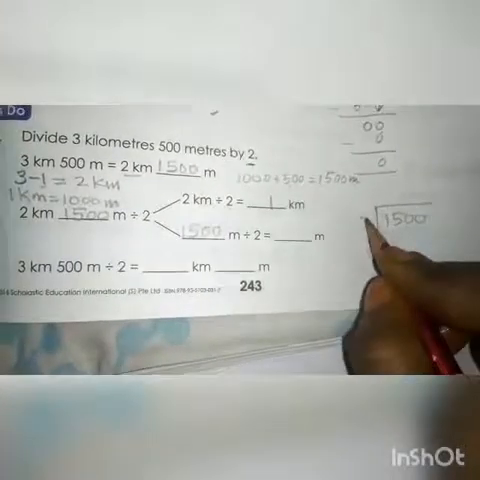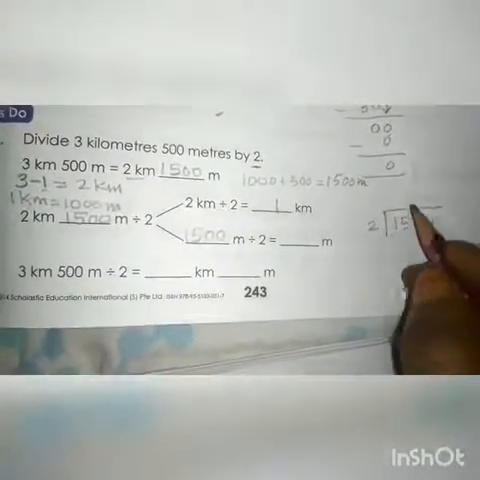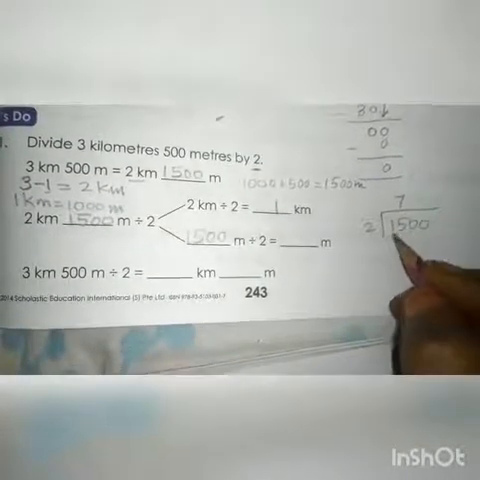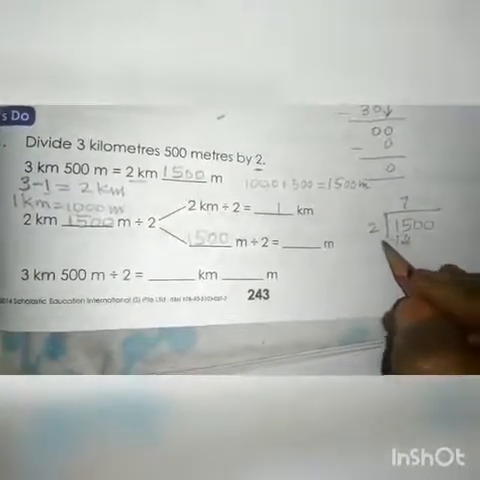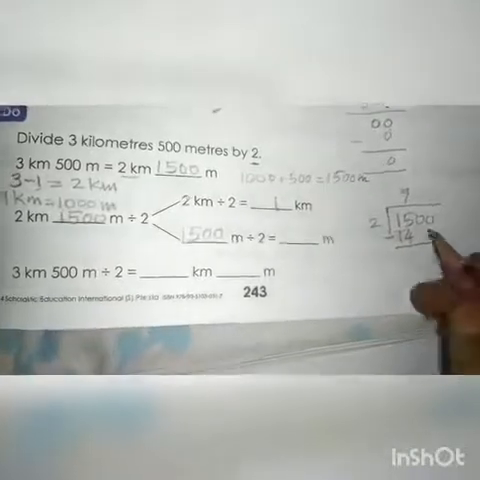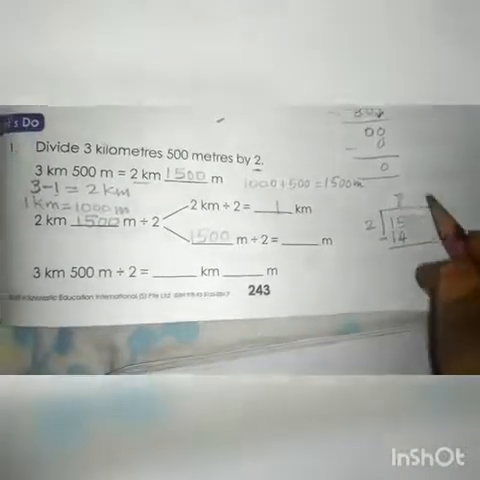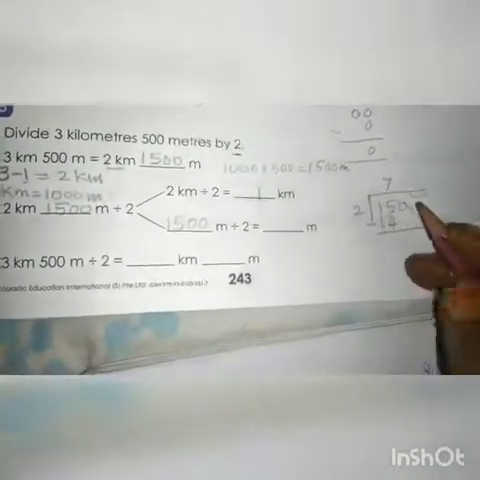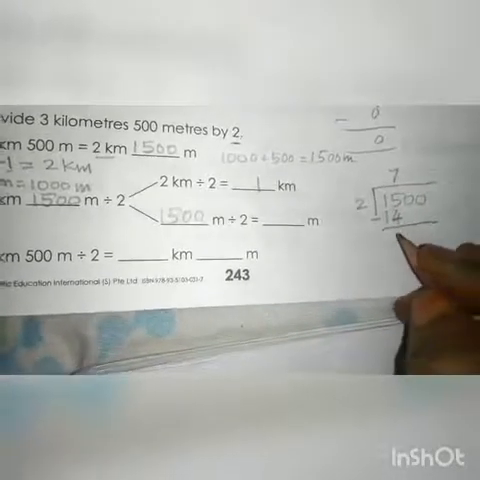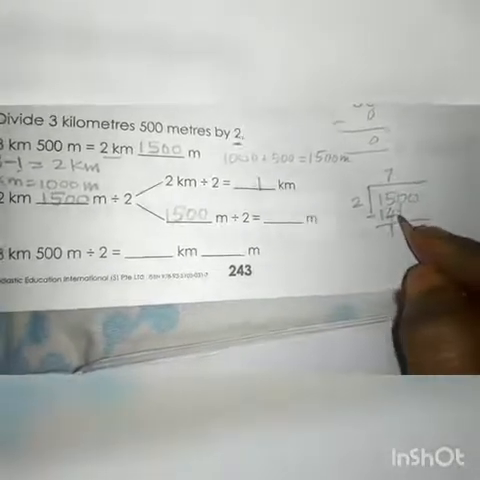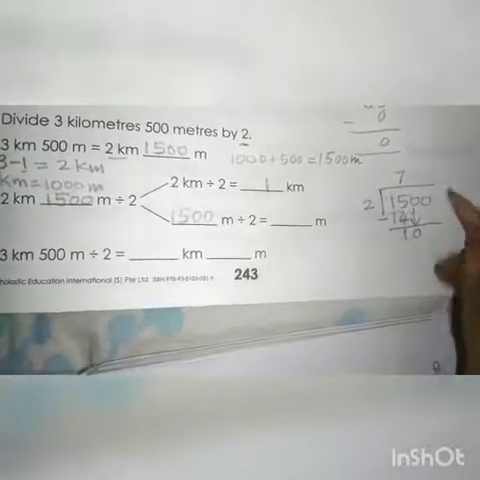1500 divided by 2. How many times we will get 15? 7 2s are 14. If we take 8 times, we will get 16. 16 is more than 15. So we cannot take 8 times. So we have to take only 7 times. 7 2s are 14. Subtract this, we will get 1. Now bring down 0. How many times we will get 10?